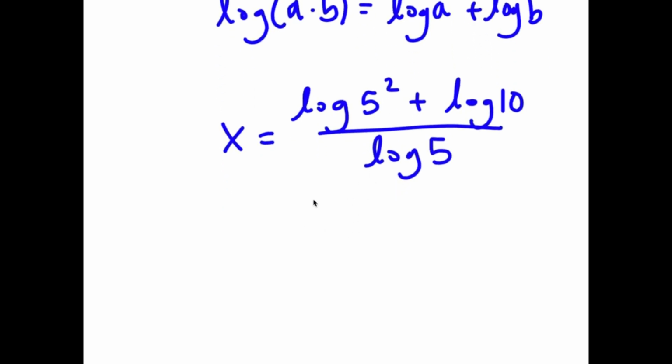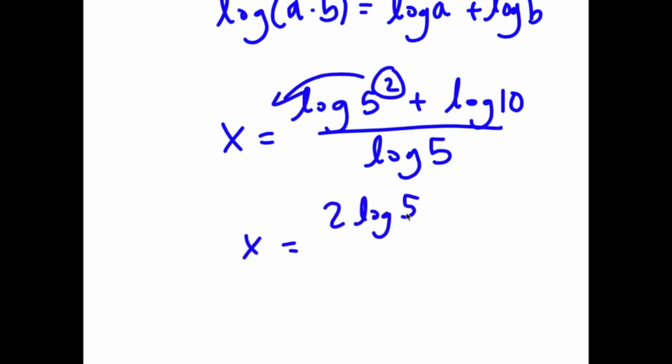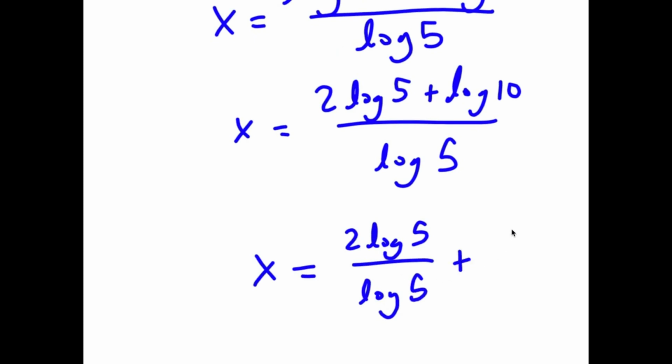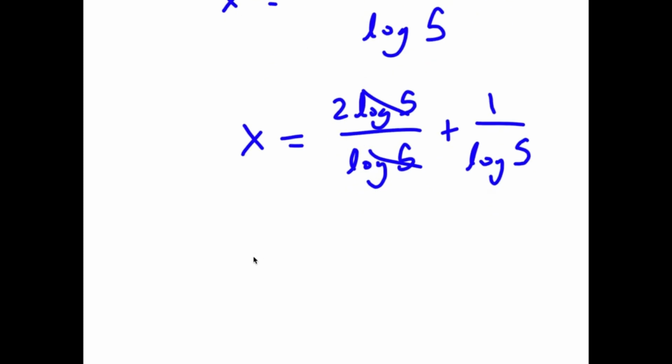Now remember how if I have something in the form log a to the power of b, I can move this to the front. So now I have x is equal to 2 log 5 plus log 10 over log 5. And log 10 is equal to 1. So I have x is equal to 2 log 5 over log 5 plus 1 over log 5. These two cancel out, so I get x is equal to 2 plus 1 over log 5.